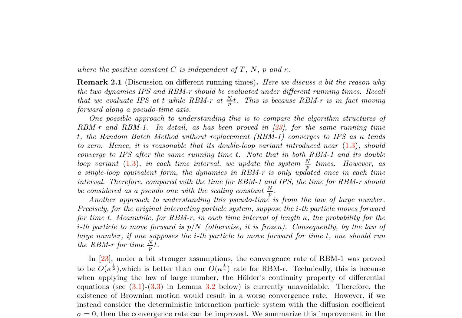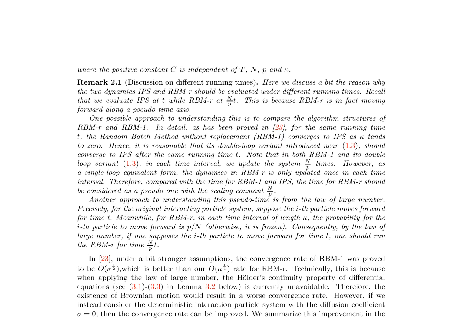The paper analyzes the convergence rate of the random batch method with replacement, RBM-r, to the interacting particle system, IPS, in a mean-field limit. It is shown that RBM-r converges to IPS as the number of particles n and the batch size p tend to infinity, with a convergence rate of O(kappa^(1/4)), which can be improved to O(kappa^(1/2)) when there is no diffusion, i.e., sigma equals 0.